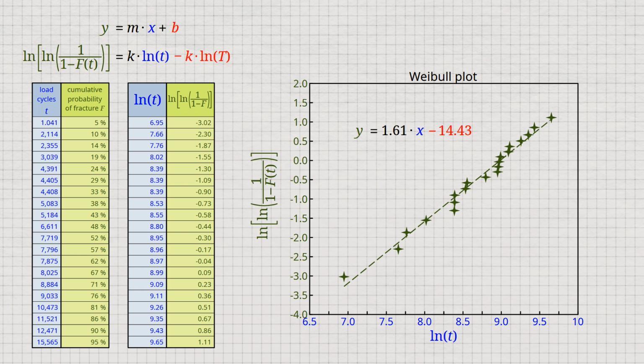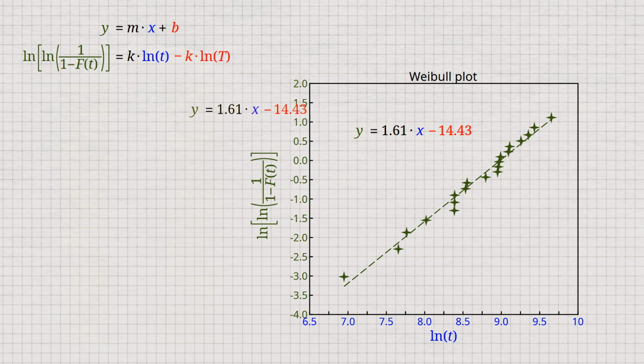At this point, we can also check whether the distribution is indeed a Weibull distribution or whether some other form of distribution needs to be chosen. If the points were not close to the straight line, but were more widely scattered, then another form of distribution would have to be chosen. In our case, the Weibull distribution seems appropriate, although more data would be needed to make a valid statement. However, using the equation of the linear regression line, we can now determine the shape parameter directly from the slope. The Weibull modulus in this case is 1.61.